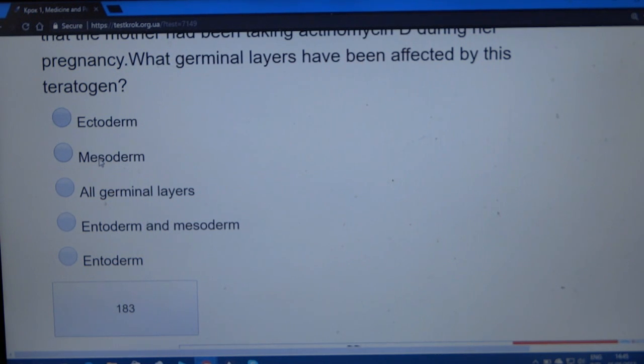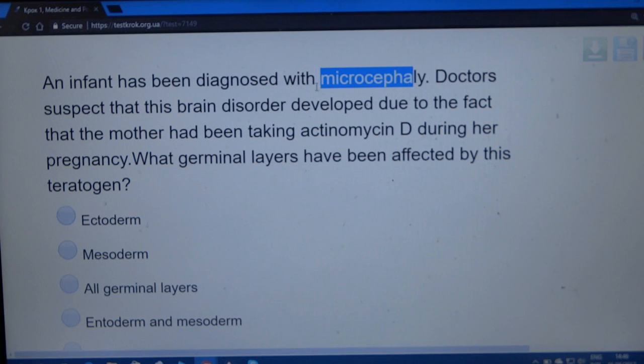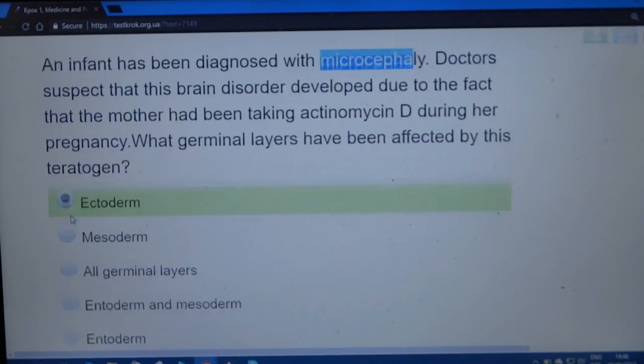The mesoderm differentiates to form the circulatory system, including the lungs, skeletal system, and the muscular system. Then we have the endoderm. Endoderm differentiates to form the digestive system, the liver, pancreas, and the inner lining of the lungs. So of course, I've already explained microcephaly. It has to do with brain tissues. So which one is the most appropriate answer? Of course, ectoderm. Ectoderm is your answer.